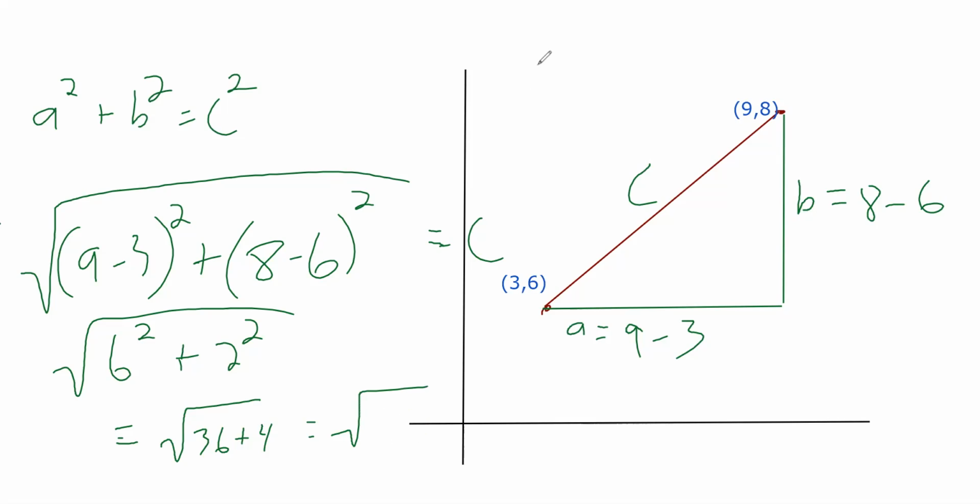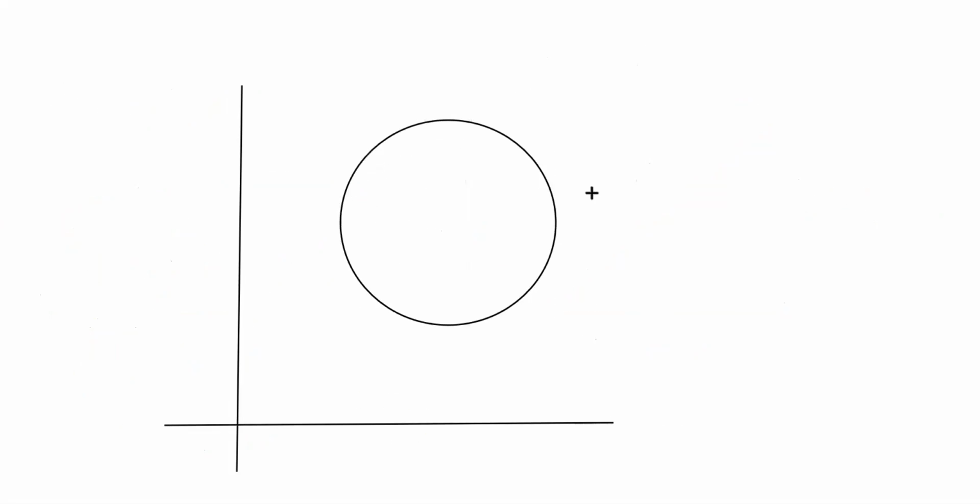You know what? That's just going to be awful. Let's just rewrite. So now we go all the way back to our circle that we had. It looked something like this, give or take. We remember that it had a center. The center of that circle was the point 6, 7.